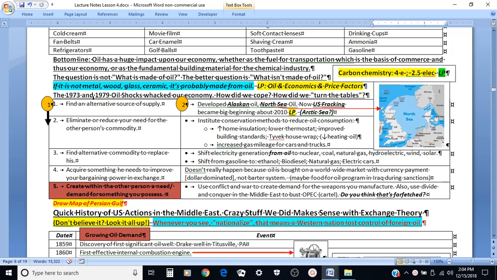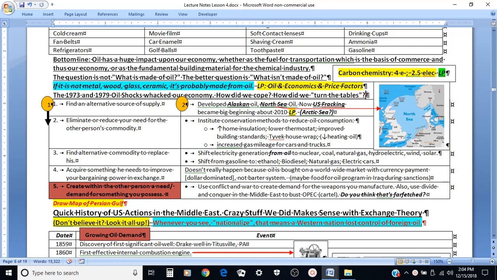Now, I want to turn back to the 1973 and 1979 oil shocks, which whacked our economy, and to assess how we coped with that, and how did we turn the tables on the oil-producing countries. All right. So we said there's 5 ways of dealing with a lack of power, a lack of leverage. Right. Find an alternative source of supply. Eliminate or reduce your need for the other person's commodity. Find alternative commodities to replace his. Acquire something he needs to improve your bargaining power in exchange. Create within the other person or party a need or demand for something you possess already.